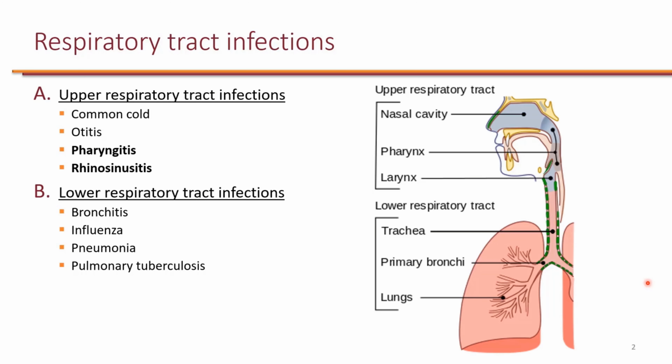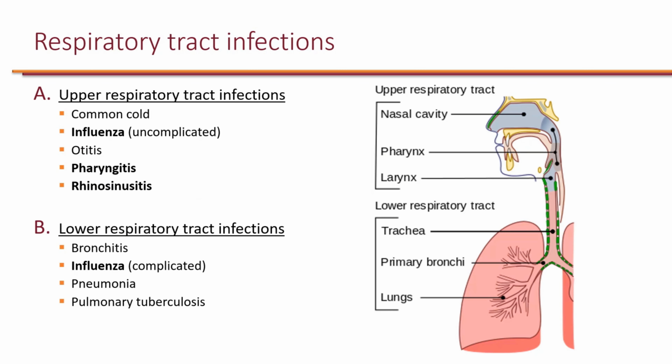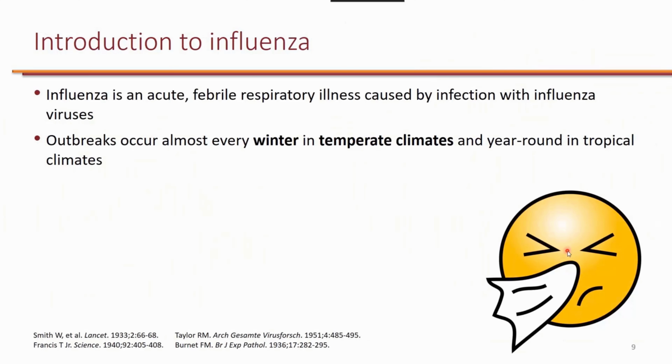Respiratory tract infections are generally divided into upper and lower. Upper respiratory tract infections include common cold, otitis, pharyngitis, and rhinosinusitis. Influenza can be uncomplicated, which typically affects the upper respiratory tract, or it can be complicated, which affects the lower respiratory tract. Now let's take a look at influenza.